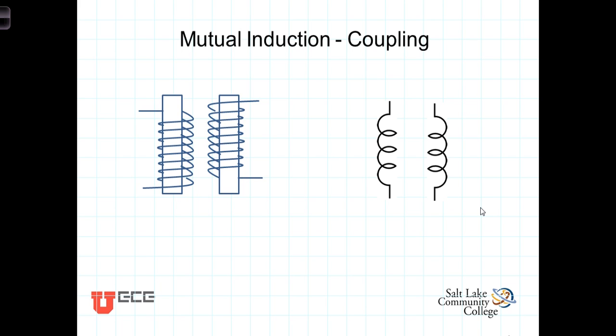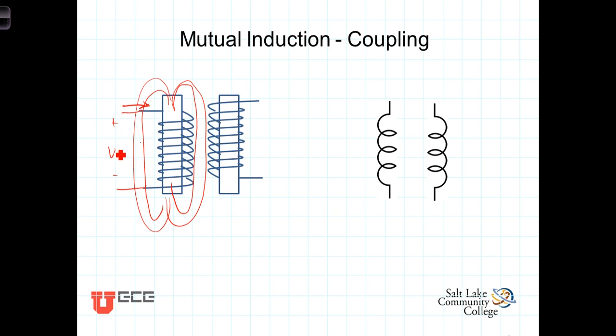In this video we're going to introduce the concept of mutual inductance or coupling, where energy from one coil is coupled through the magnetic field into a neighboring coil. Now, as we have discussed, when a current is flowing in a coil of wire, there is a magnetic field induced that is oriented along the length of the coil. When that current is changing, there is also a voltage that is induced across those coils.